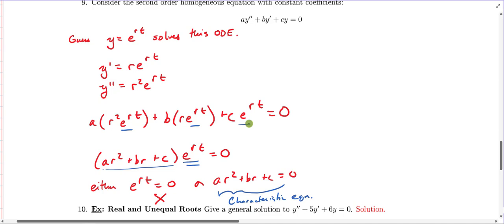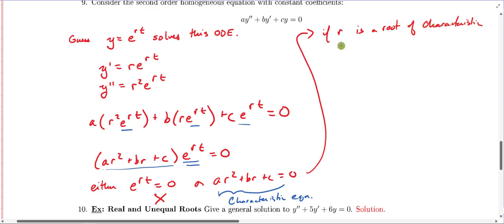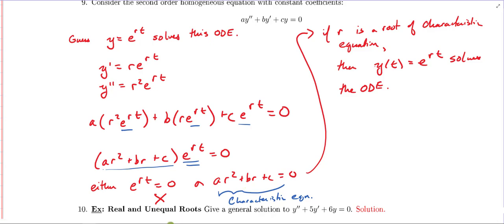So if r is a root of the characteristic equation, then y of t equals e to the rt solves the ODE. Now, there's quite a bit more to this than what I've said so far. One of the things that we need to talk about is that oftentimes we find that the quadratic equations have two roots, but they don't always have two roots. Sometimes they just have a single real root, and sometimes they have complex roots, and we're going to have to see what we're going to do in each one of those cases.